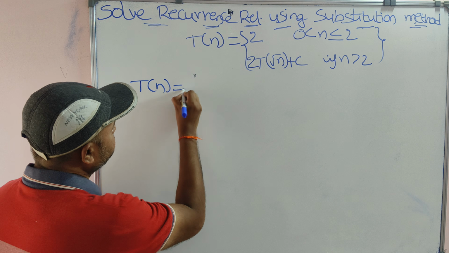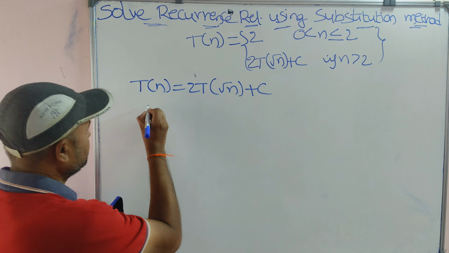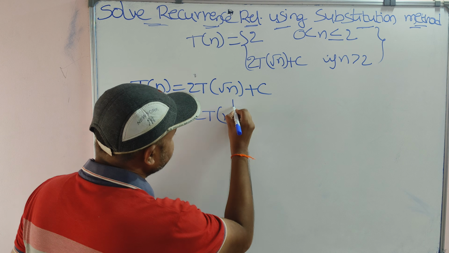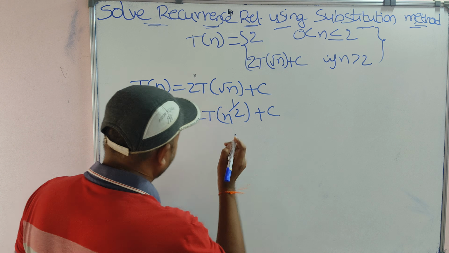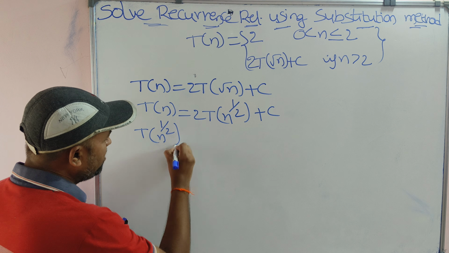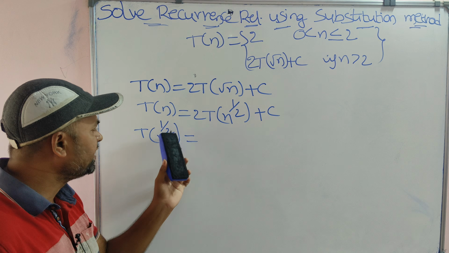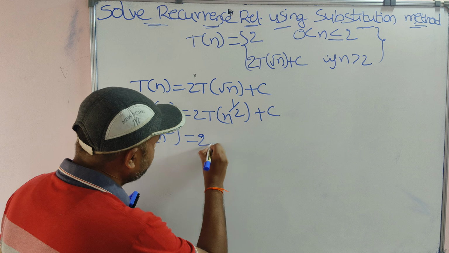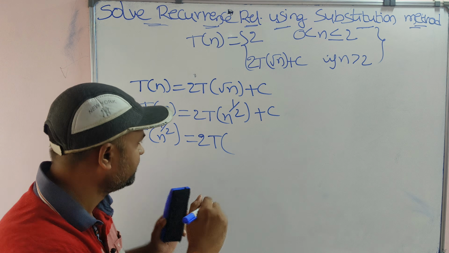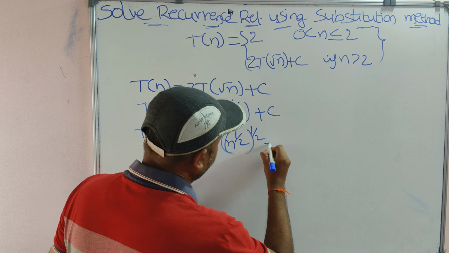T of n equal to 2T of root n plus c. T of n equal to 2T of root n can be written as n power 1 by 2 plus c. Here we have T of n power 1 by 2. So let us derive the formula for T of n power 1 by 2. Already we know what is T of n. So in order to get T of n power 1 by 2, in place of n, substitute n power 1 by 2. Additionally, here we have plus c.